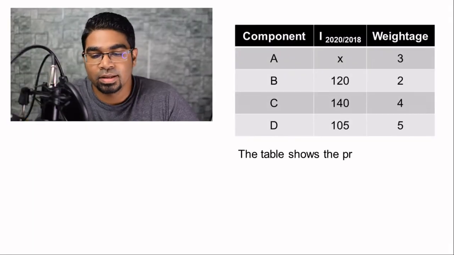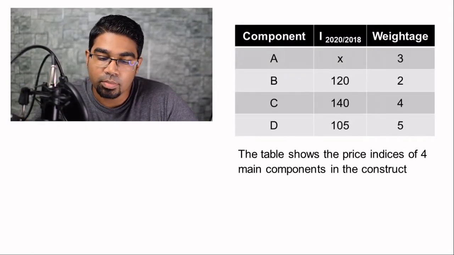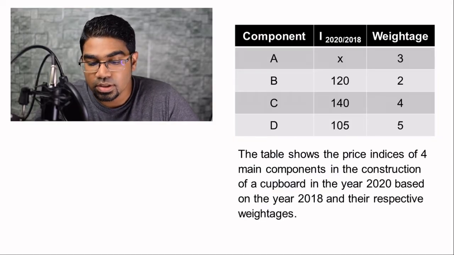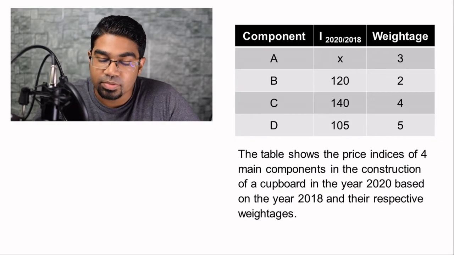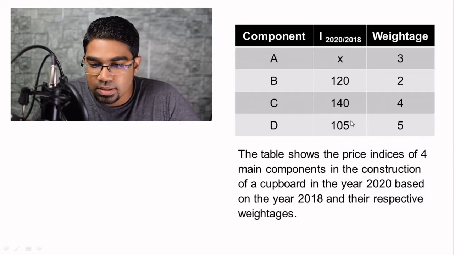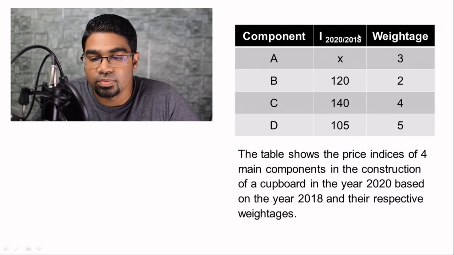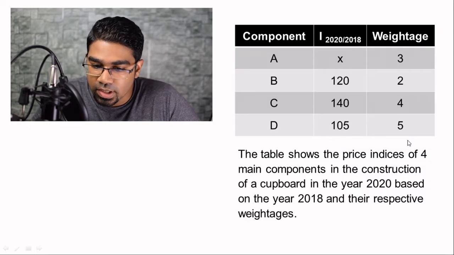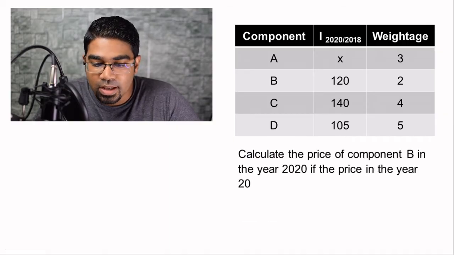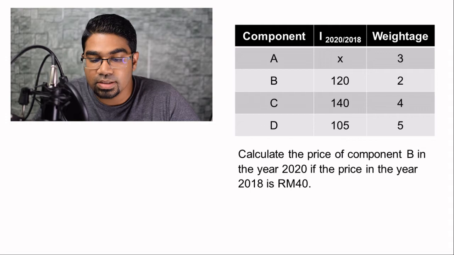Now, let's get into the question. The table shows price indices of four main components in the construction of a cupboard in the year 2020 based on the year 2018 and their respective weightages. So we look at the table here very quickly. This is the indices 2020 based on 2018. This is very important. And we also have the weightage. Calculate the price of component B in the year 2020 if the price in the year 2018 is 40 ringgit.